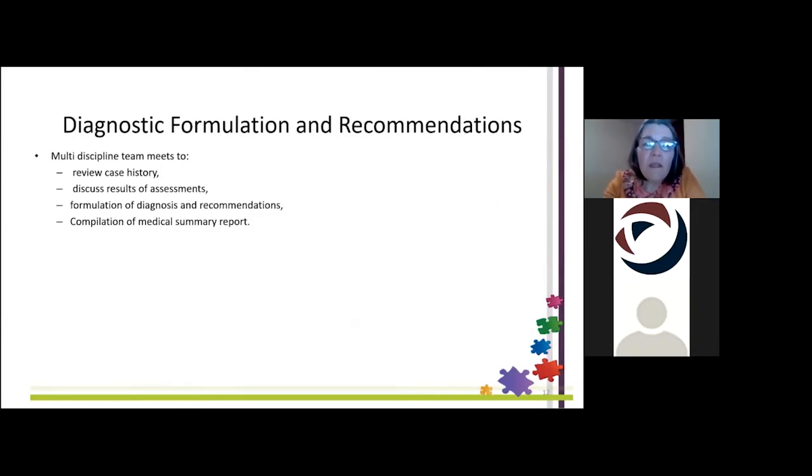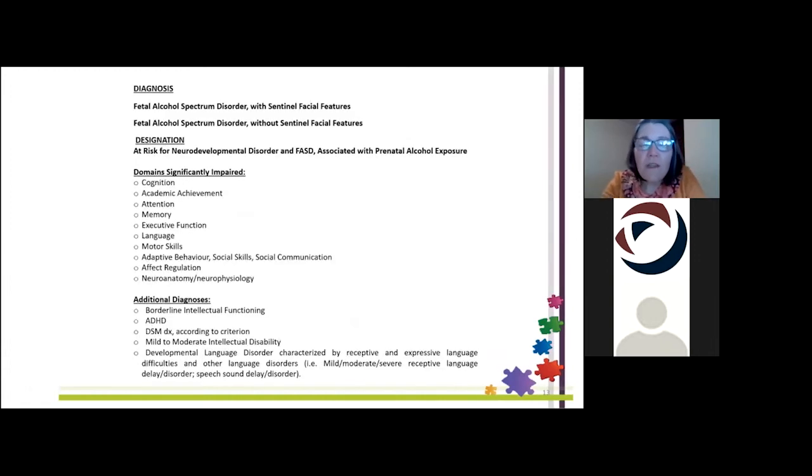The key part of any clinic is certainly the diagnostic formulation and recommendations. This is where the multidisciplinary team meets to review case history, discuss the results of the assessment, formulate the diagnosis and recommendations, and compile the medical summary report. The next few slides go over the details of what's included in the final medical summary report that's always sent to the legal guardians in the case of a minor, and shared with the appropriate individuals that have been given permission to receive the report.